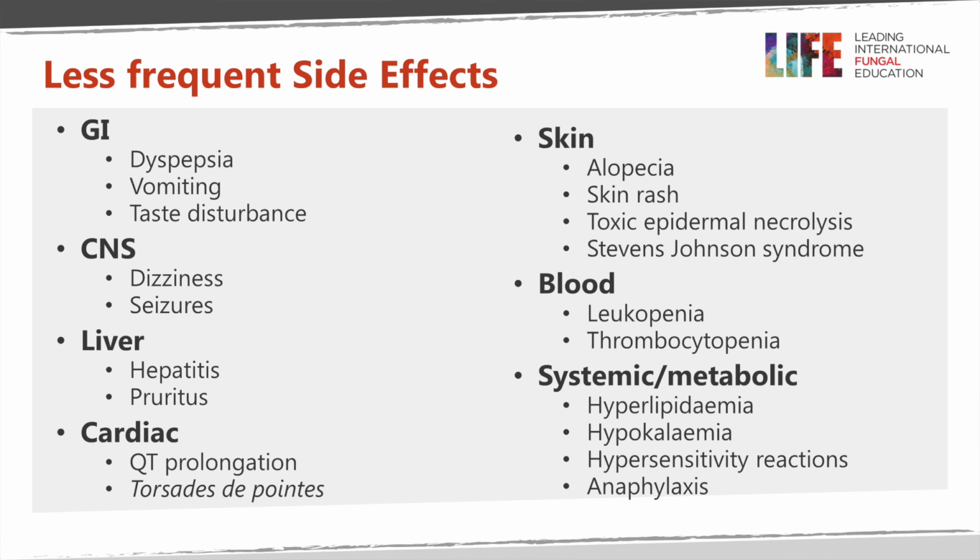We need to be aware of the potential for QT prolongation and the risk of ventricular arrhythmias, particularly when co-administered with other QT prolonging agents. And skin effects: alopecia, skin rash, and more severe reactions such as toxic epidermal necrolysis and Stevens-Johnson syndrome. Fluconazole can be associated with leukopenia or thrombocytopenia. Some other systemic reactions and unusual reactions to fluconazole, such as hypersensitivity reactions and anaphylaxis.